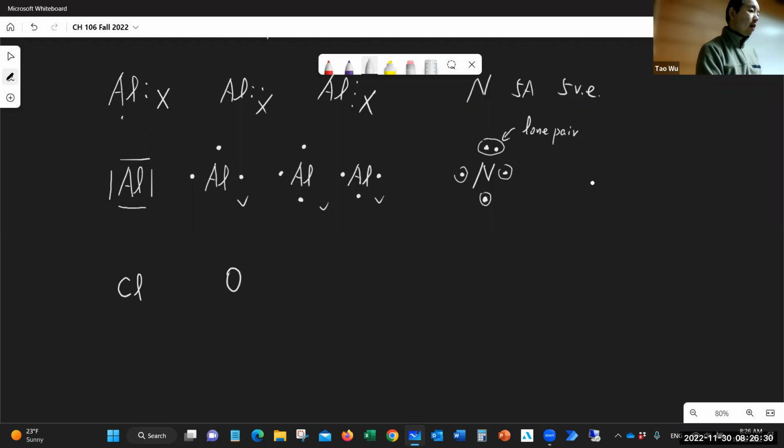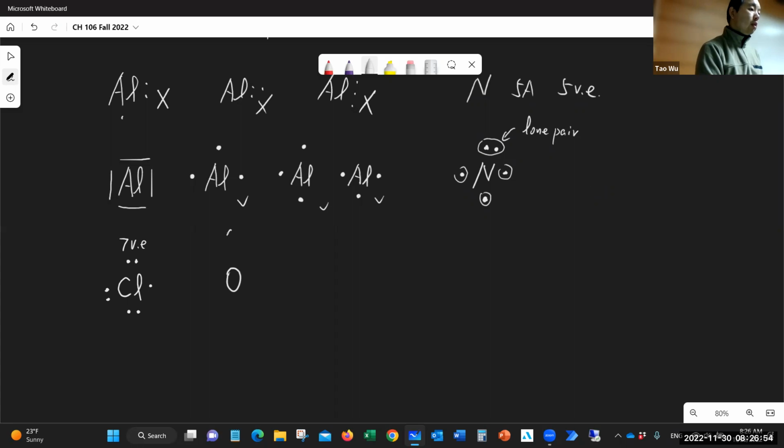Chlorine has 7 valence electrons, since it is in the 7A group, right? And then you first assign 1 dot on each side, and you have 3 to go. So you should have 3 sides as paired electrons, those are lone pairs, and 1 side has a single electron. Okay, so this is chlorine.